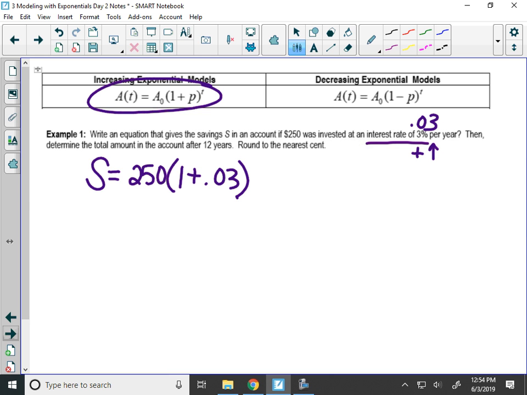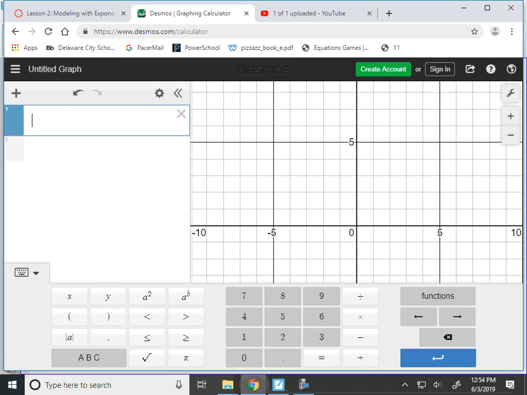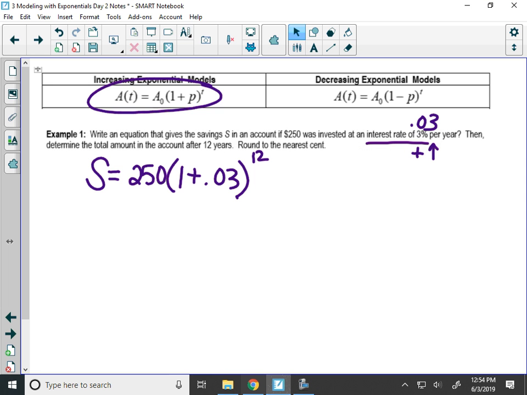And we want to know after 12 years, that's our exponent. So when I type that into Desmos, I'm going to take 250 times 1.03, and my exponent is going to be 12. And after 12 years, it looks like you'll have $356.44.